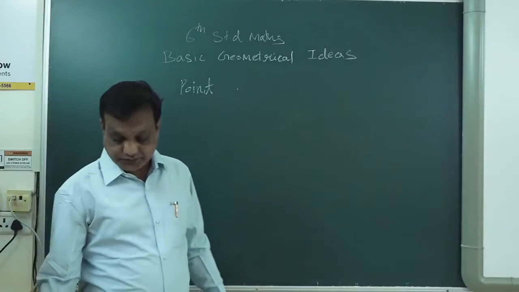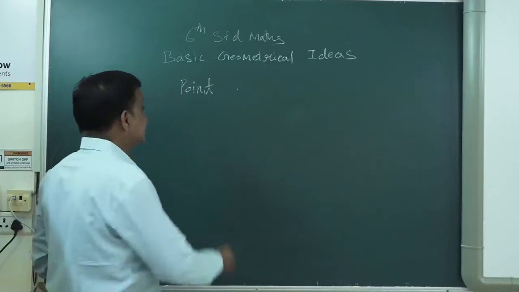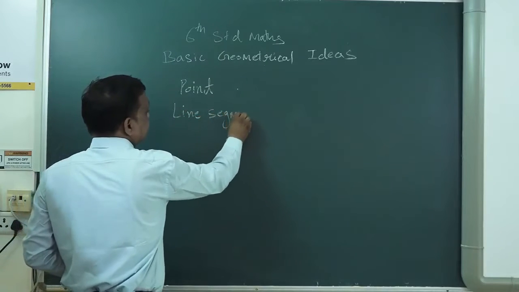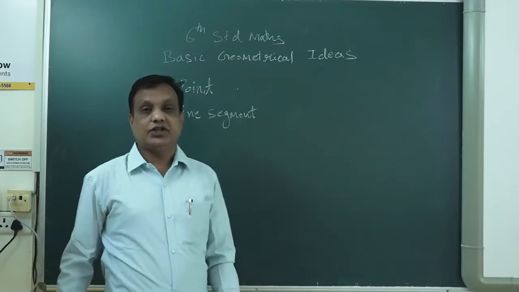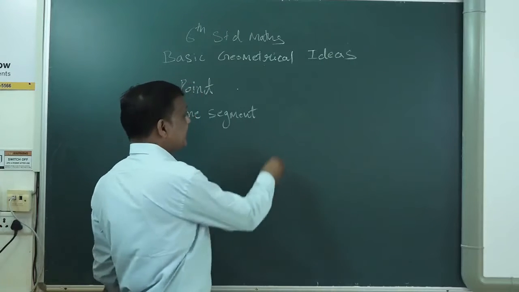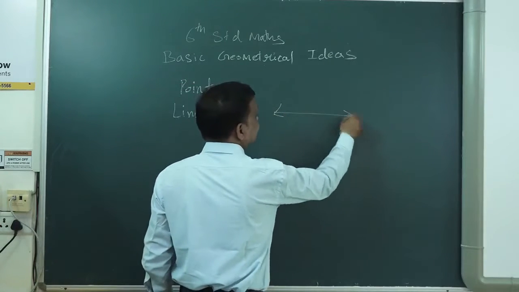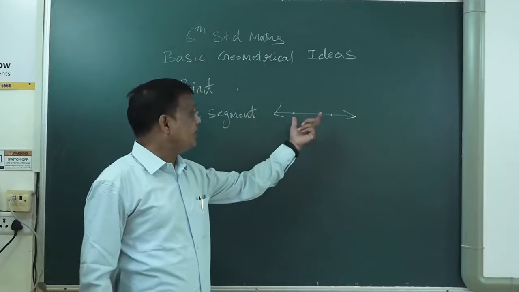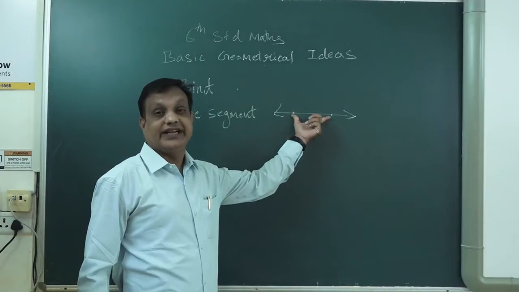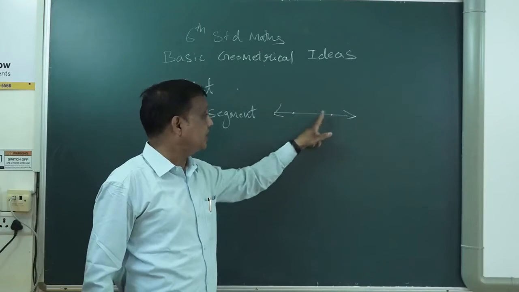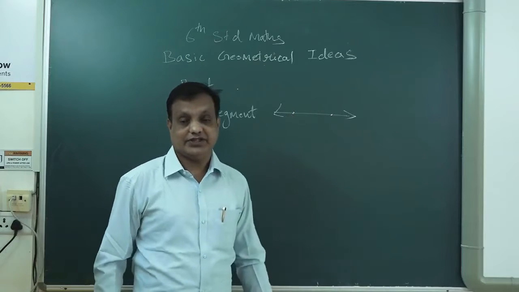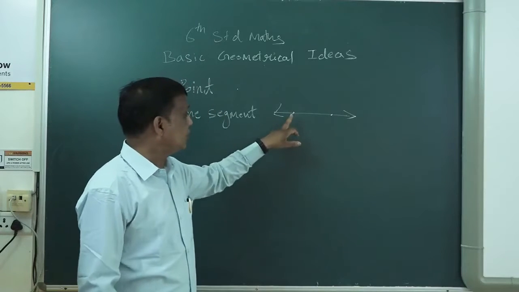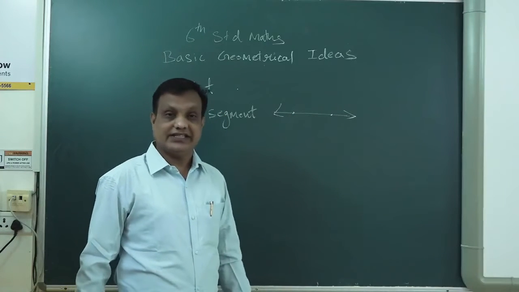Now the second one is a line segment. Now what is this line segment? Line segment means a line where 2 points are there. It means the measurement, the distance from one point to another point. This is called a line segment. Line segment means the starting point and ending point both are there.